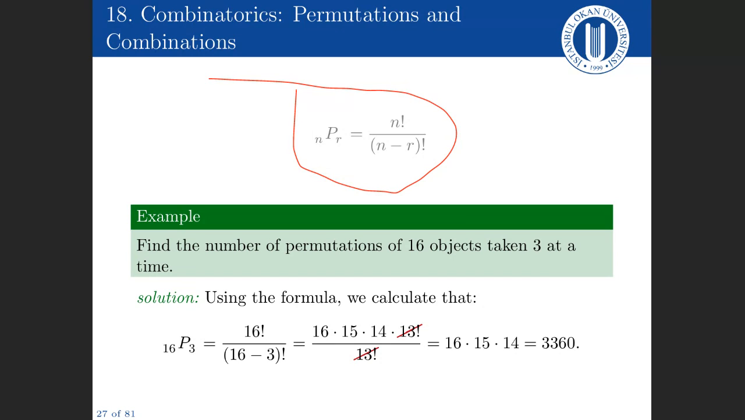Find the number of permutations of 16 objects taken 3 at a time. We're asked to calculate 16P3. So we calculate 16 factorial divided by 16 minus 3 factorial, or that's 16 factorial divided by 13 factorial, and we can calculate that this is 3,360.